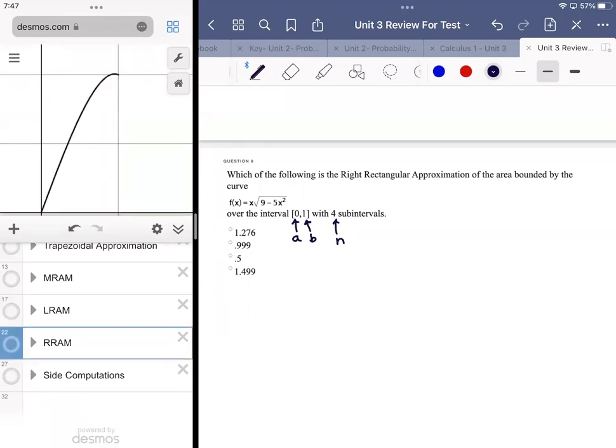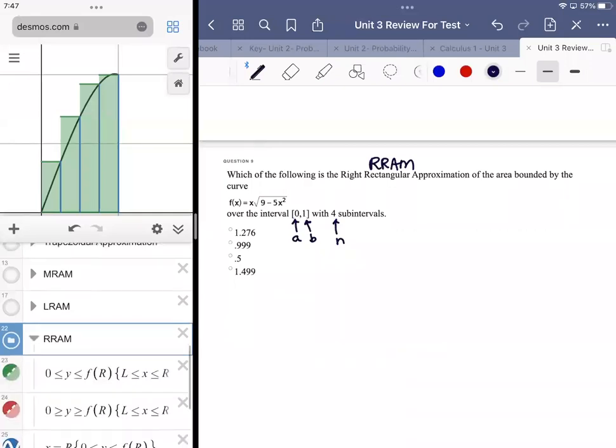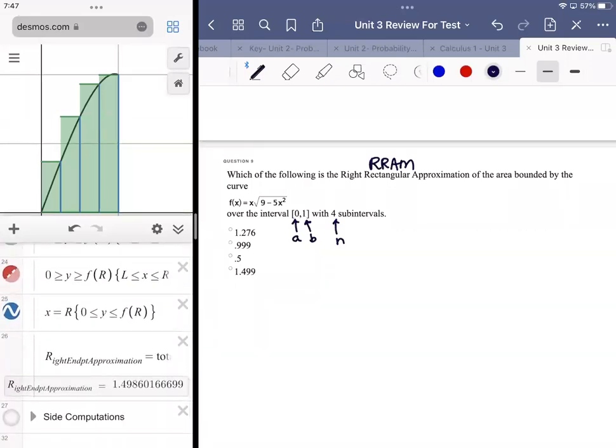So there's 2 folders here. This is the right rectangular. This is left rectangular. And this is what middle would look like if you were interested. But you tap on the folder that says RRAM. So this is RRAM. Hit the little drop down, and right at the bottom, it'll say right endpoint approximation. It would round to 1.499. This, like I said, it's supposed to be a gift. All right. So you just go to the appropriate folder, pull the answer, and call it a day.